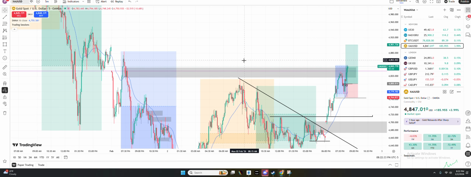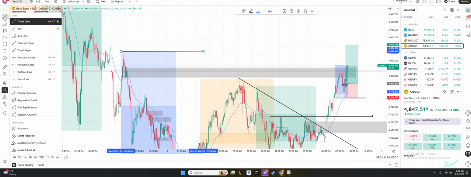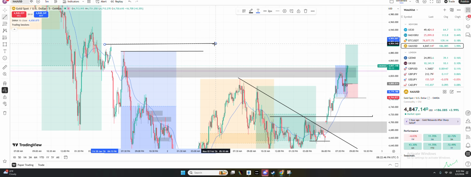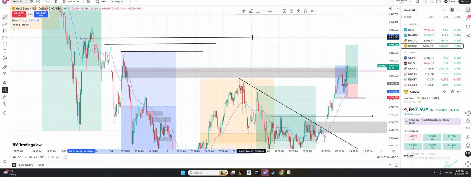You can close your trade at any time, but if your TPs, like this would be a take profit right here, take profit 1, take profit 2, and somewhere up here, I would say maybe like right here, a take profit 3.